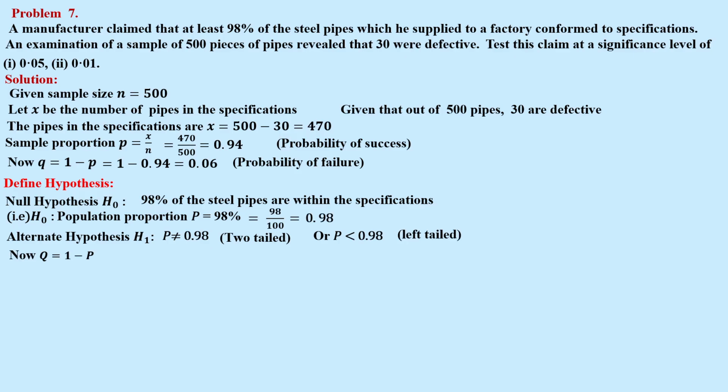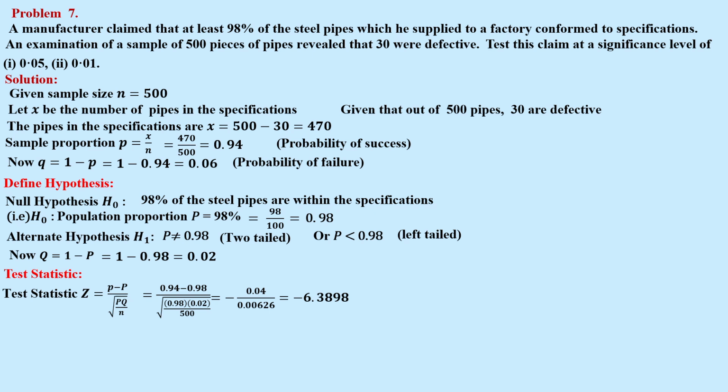So q is equal to 1 minus p, that is 1 minus 0.98, that is equal to 0.02. Now test statistic: z is equal to small p minus capital P by root of PQ by n. So 0.94 minus 0.98 over root of 0.98 into 0.02 by 500. So you will get minus 6.3898. So calculated value, take the modulus value. So modulus of minus 6.3898 is equal to 6.3898.